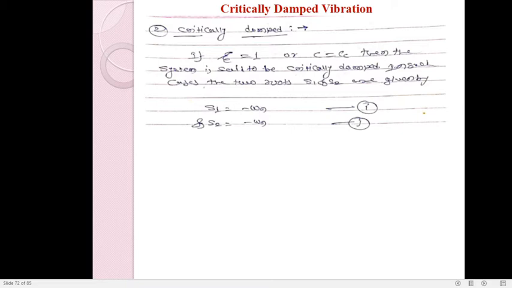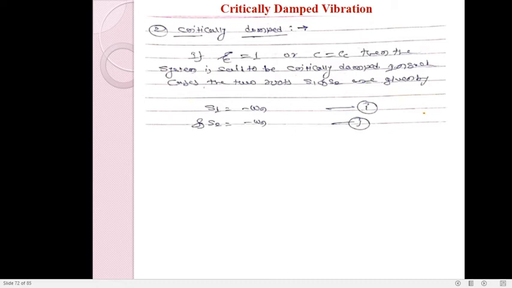I hope you understand that when zeta is equal to 1, zeta is the damping ratio, defined as the ratio of the damping coefficient to the critical damping coefficient. So we can write c is equal to cc. In such a situation, the system is called a critically damped system, and the vibrations are known as critically damped vibrations. When this situation arises, the two roots we have seen in the previous slides are s1 equal to minus omega n and s2 also equal to minus omega n.